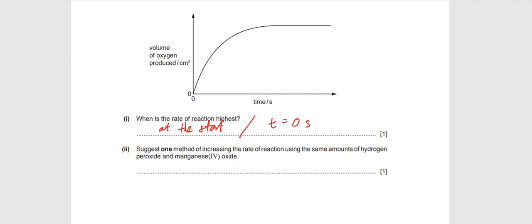Suggest one method of increasing the rate of reaction using the same amount of hydrogen peroxide and manganese peroxide. So you cannot talk about catalysts because they already mentioned the catalyst. So one method of increasing the rate: you use higher temperature. Okay, use higher temperature. All right, did you guys get that correct? Yes?